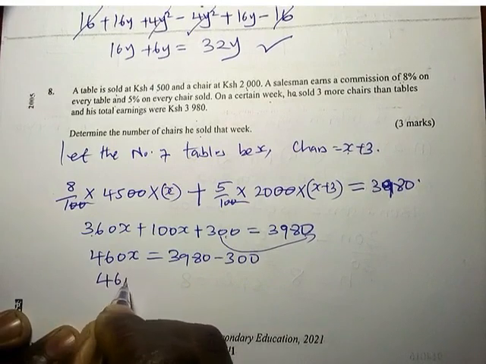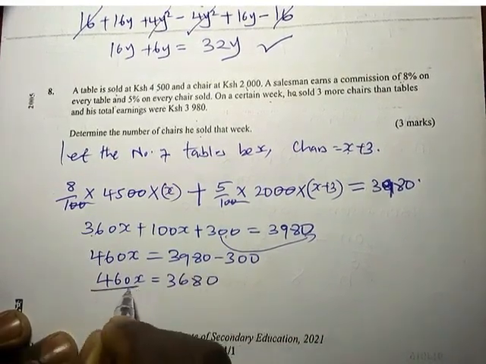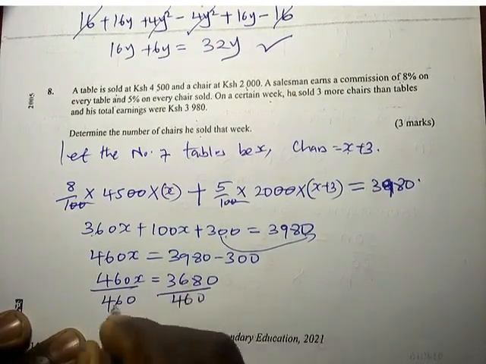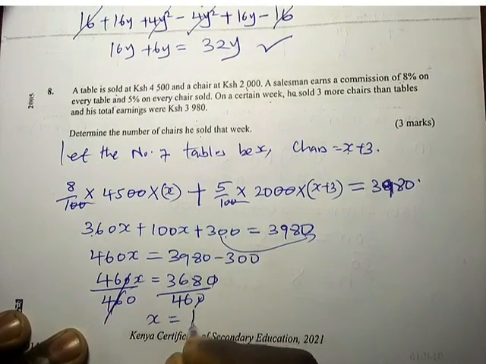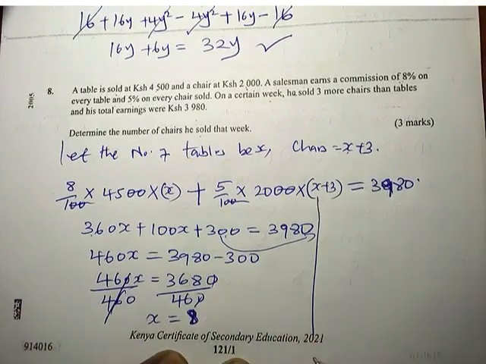460x is equal to 3680. You divide both sides by 460. So x is going to give us 8. x has a value of 8.